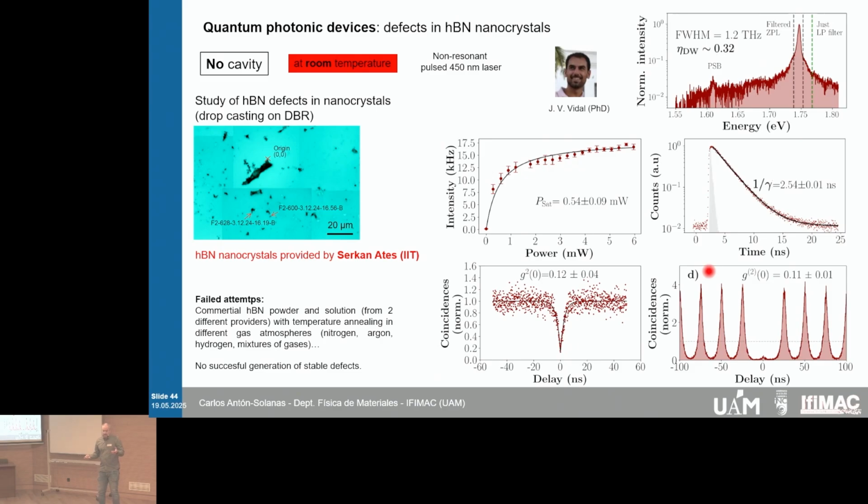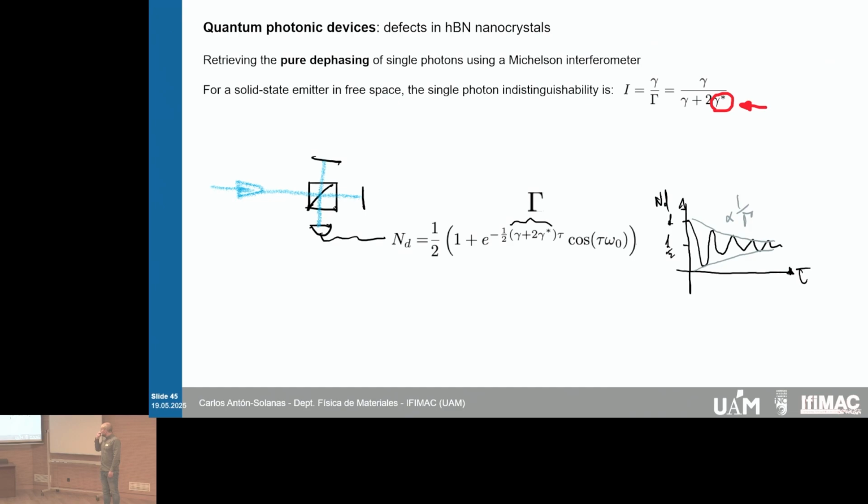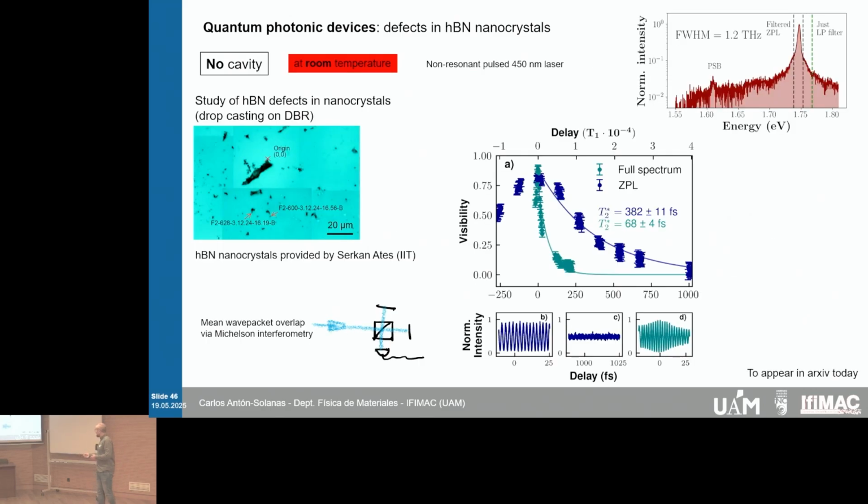Trying also to understand the degree of indistinguishability of these emitters at room temperature, what we have implemented is Michelson interferometry of the single photon emission emitted by these defects, which allows us to map the total dephasing time, capital Gamma, of our emitter. And you have to keep in mind that the lifetime was on the order of 2 nanoseconds, while the T2 star time, which is the pure dephasing time of the emitter, is on the order of 300 femtoseconds. You can see how dephased this defect is at room temperature.